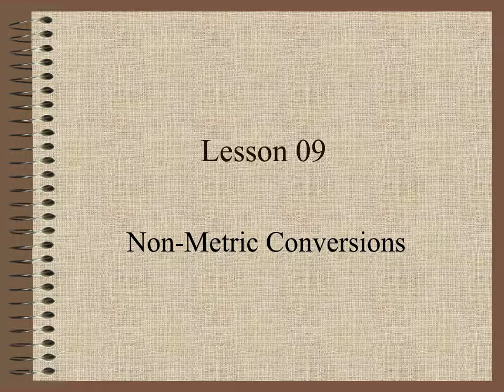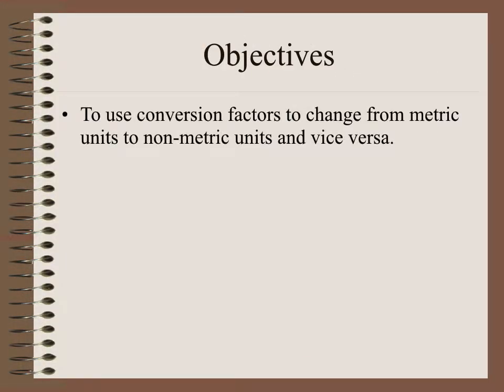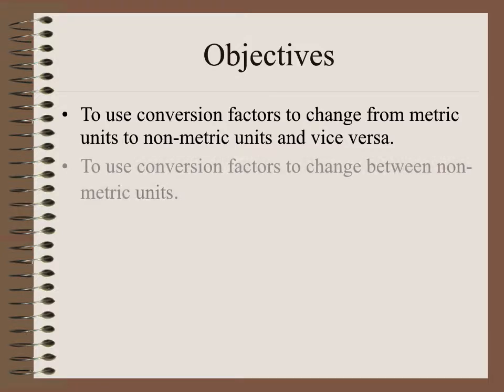Because these units are not based on 10, we can't just move the decimal point. We're going to have a little bit more math involved. So we have two objectives for this lesson. The first is to be able to use conversion factors to change from metric units to non-metric units, and back. We'll also need to be able to use conversion factors to change between one non-metric unit and another non-metric unit. For example, going from inches to feet.